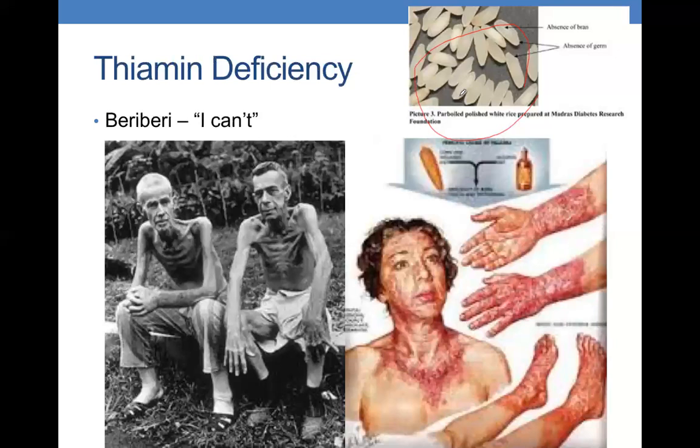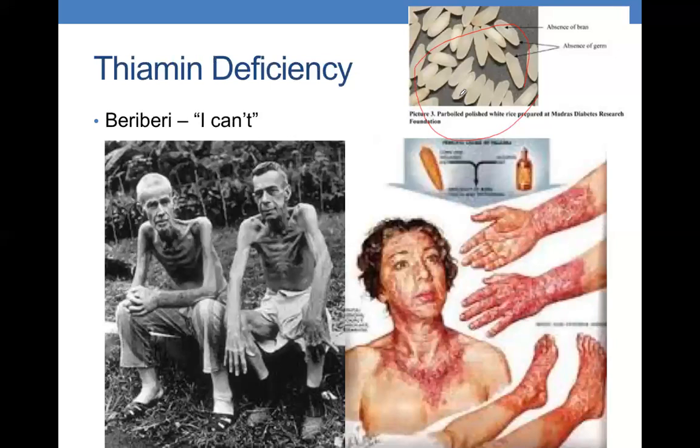Beriberi is a very significant disease in our history. In the 1800s, 25 to 40% of Japanese in the Navy actually suffered from beriberi, and it continues to be seen in areas where they eat diets very high in polished rice. Symptoms of deficiency can develop very quickly, as fast as 10 days.